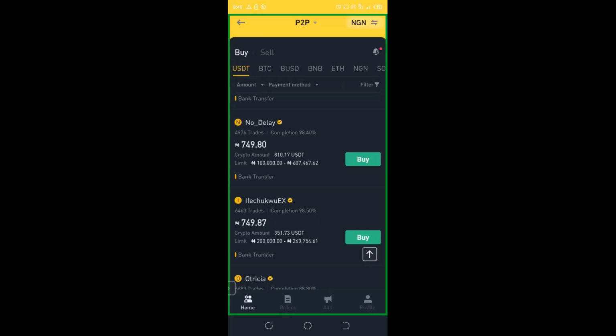Now you look down. Since I want $100, does he have an avenue for $100? You will see that his limit is 100,000 and his maximum is 607,000. What that means is that he cannot go below a 100,000 transaction. So this does not meet the requirement. Currently the rate is 749, and if you multiply 749 by $100, that's about 74,000 or 75,000.